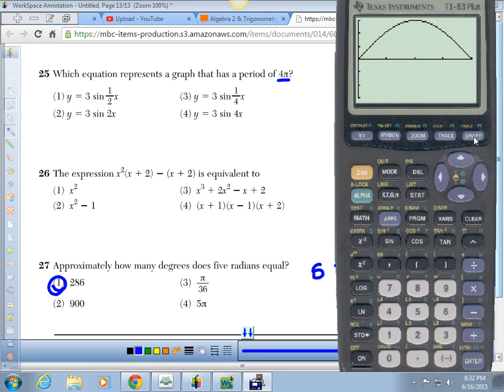Any questions on 26 or 27? I know we hit them quick, but basic calculator ones. This was a really good one this year. They had a lot of calculator ones in the part 1. A lot of calculator ones. Questions at all, folks? Okay, very good.